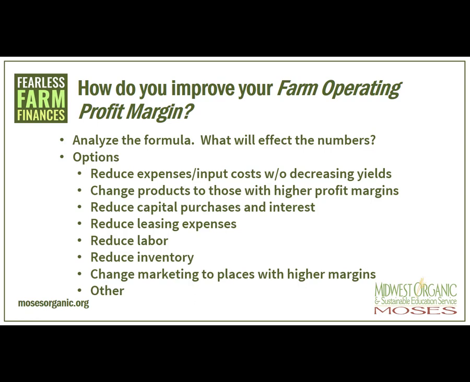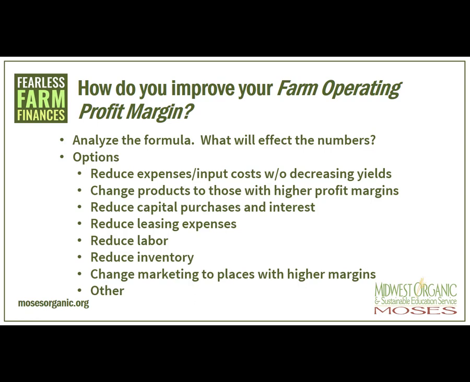We can change the products that we're marketing or producing to those with a higher profit margin. So sometimes people will look at producing food grade soybeans, for example, instead of feed grade soybeans, because maybe the profit margin will be greater. And it could be a change in the type of livestock, could be a number of different things.